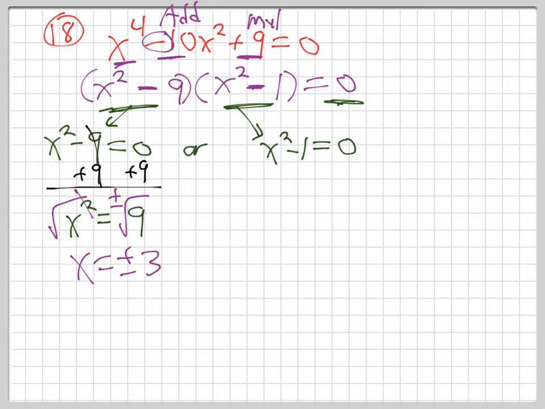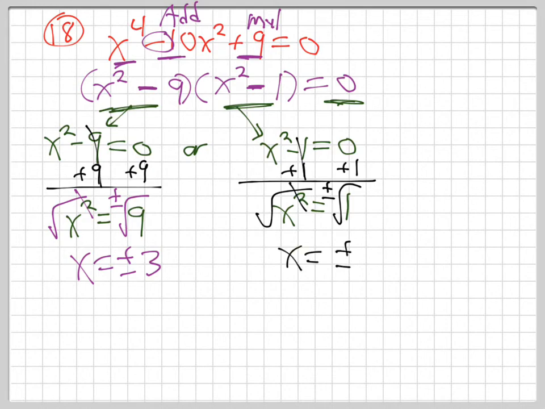Now the other side is going to have two answers also, isn't it? Add 1 to both sides. There's going to be 4 answers, x to the fourth in the beginning, 4 answers. X squared is 1. What do we do to get rid of that 2 power? Roof on the house, up and down the ladder. Rooting cancels squaring. Plus or minus the square root of 1, just 1. So we got 4 answers: 3, negative 3, 1, negative 1.